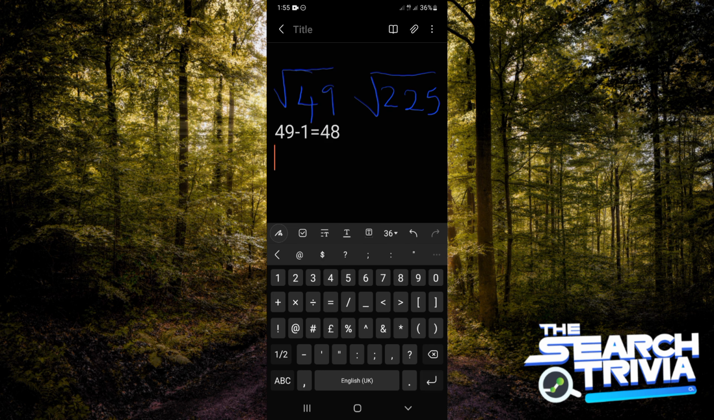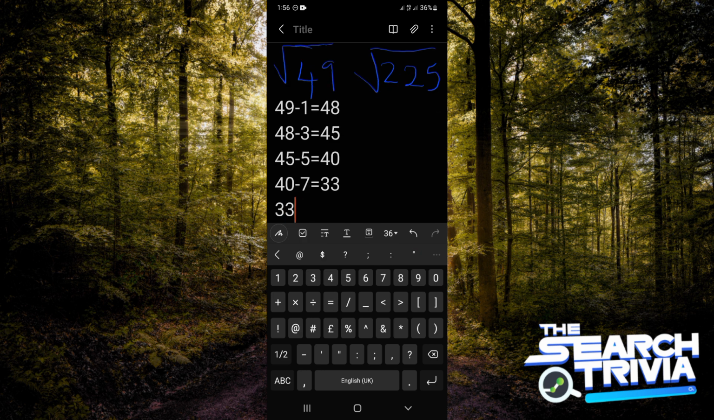Now the next thing would be 48 minus the next odd number, which is 3, and that will be equal to 45. I'll pick the next number, 45 minus the next odd number, which is 5, and that will be equal to 40. Now it's going to be 40 minus the next odd number, which will be 7, which will be equal to 33. 33 minus 9, which is the next odd number, which will be equal to 24.